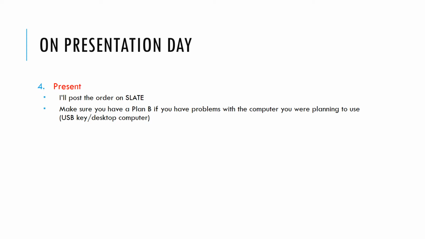The other thing is, make sure you've got a plan B. So you're going to have a computer, you're planning to show your PowerPoint or your Prezi or whatever your visuals are on. And if it's not working, make sure that you've got a plan B for how you're going to show your presentation. Usually a USB key with your presentation, and we'll put it into the desktop computer, is the best plan B.